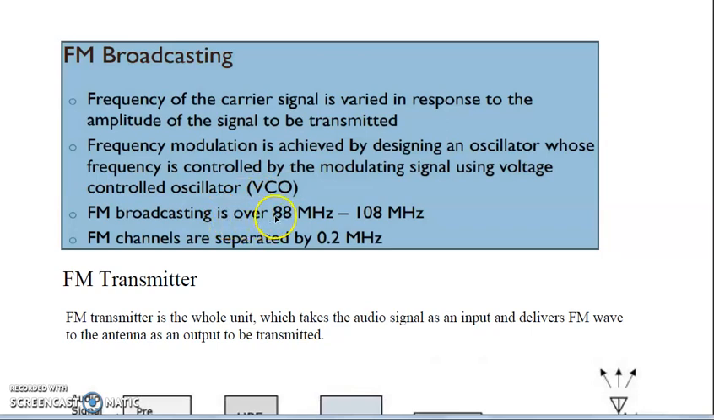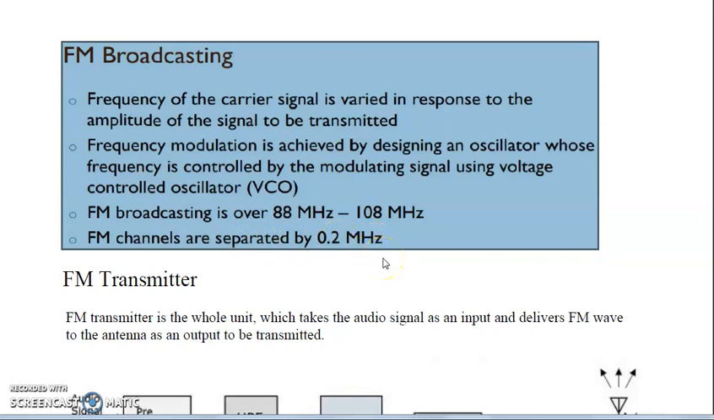FM broadcasting is over 88 megahertz to 108 megahertz. So this is the broadcasting range for frequency modulated waves, and FM channels are separated by 0.2 megahertz.